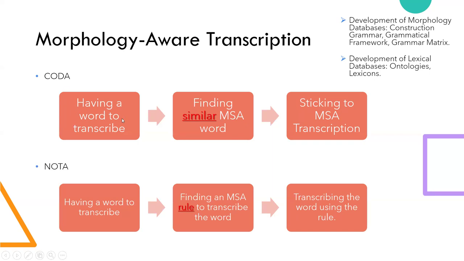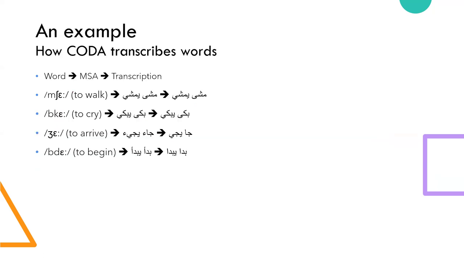CODA has a word to transcribe. It finds a similar Modern Standard Arabic word. It sticks to the Modern Standard Arabic transcription. What we do in our guidelines is that we have a word to transcribe. We find the MSA rule that can be used to transcribe the word. We transcribe the word using the rule, whatever its MSA transcription is. So that's what we do. We get inspired from Modern Standard Arabic too.